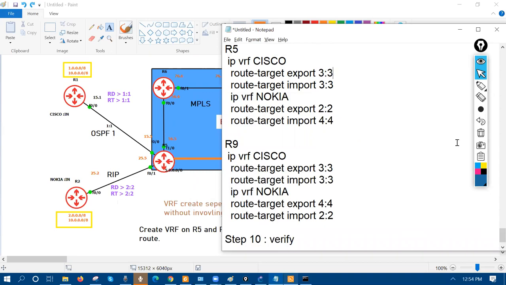Where? This one. Why are we going to use the same one? So I'm going to export the 3:3. I'm going to import the 3:3. Yeah, both, because the RT value is defined on R5 and R9 the same.